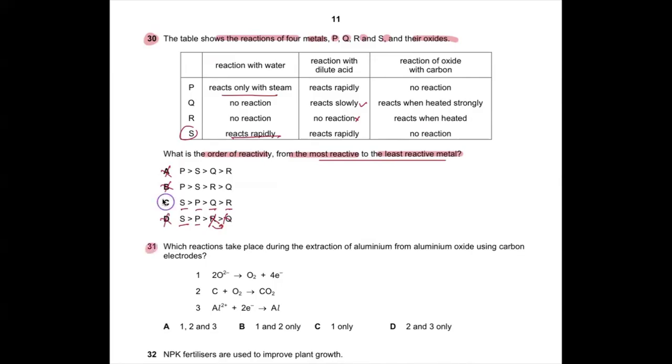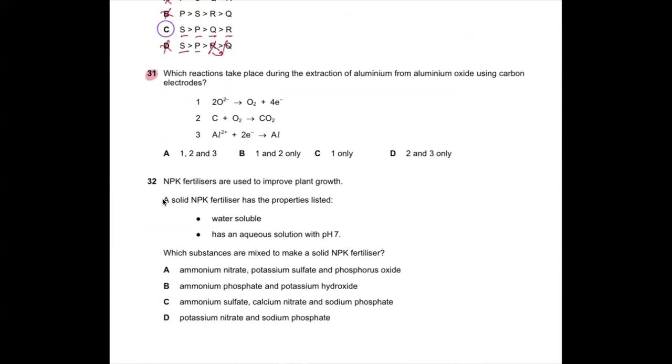Now, MCQ number 31. Which reaction takes place during the extraction of aluminium from aluminium oxide using the carbon electrodes? Okay. So if you recall, this reaction occurs at the anode and this as well. They both occur at the anode because when the oxygen forms, because of the high temperature, it starts reacting with the carbon electrode. Aluminium is not 2 positive, it's 3 positive, so 3 goes wrong.